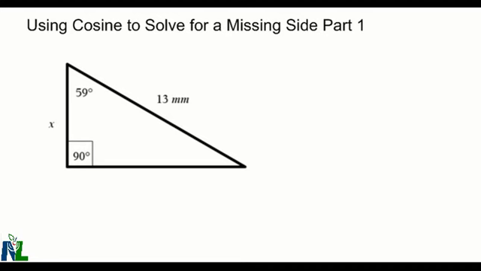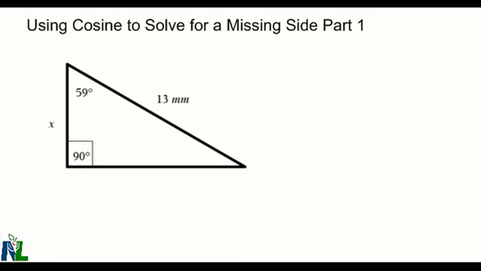Good day, folks. In this video, we are going to use cosine to solve for a missing side. Before I write down the cosine ratio, I think it's important for us to correctly identify and label our sides so that we know we're applying the correct trig ratio to the problem. And to start that process, we're going to begin by looking at the right angle.